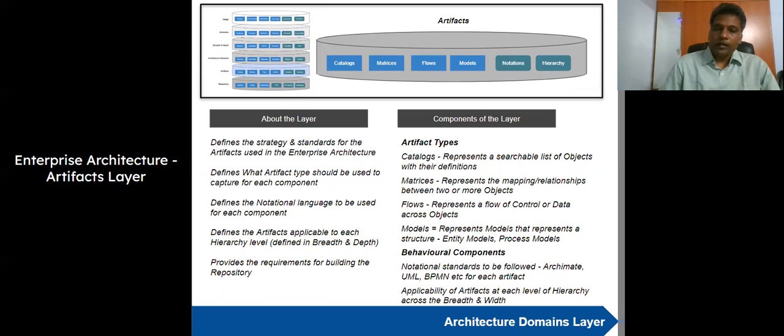And the second artifact type is the matrix. Let's take an example of business processes.